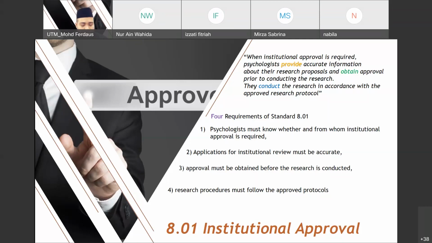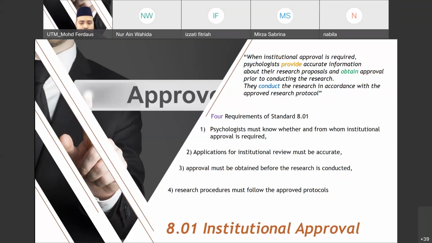Even though, for example, UTM currently doesn't have an IRB, or say you are working and doing research for your own institution, you must certify all of your research procedures and research protocol before you go for data collection, before you start your research.